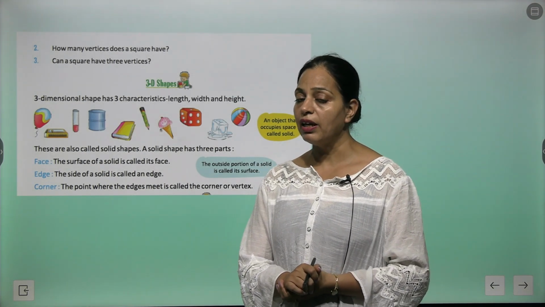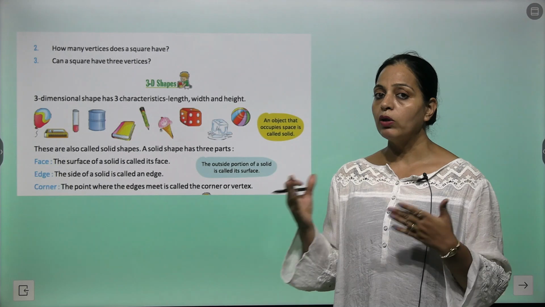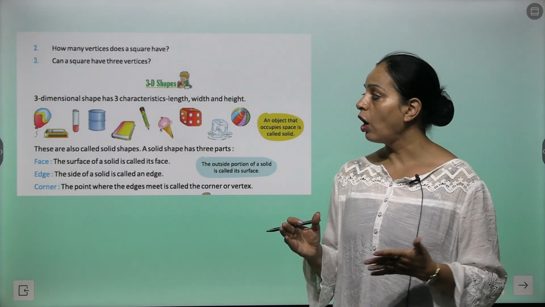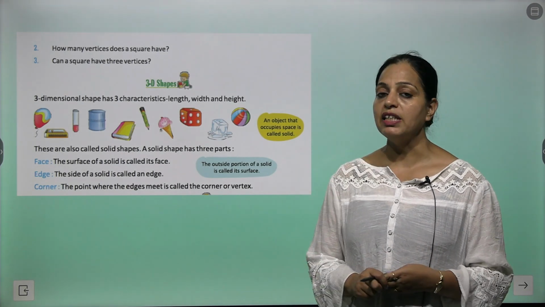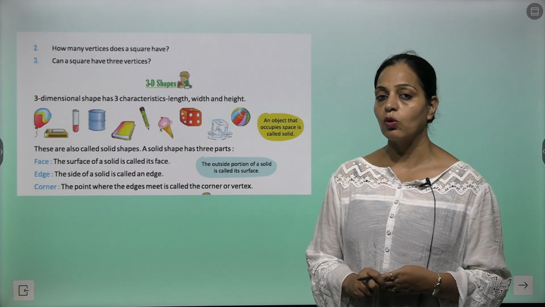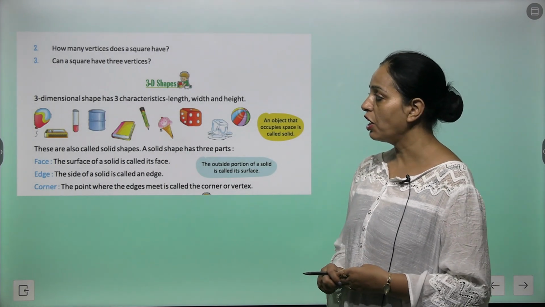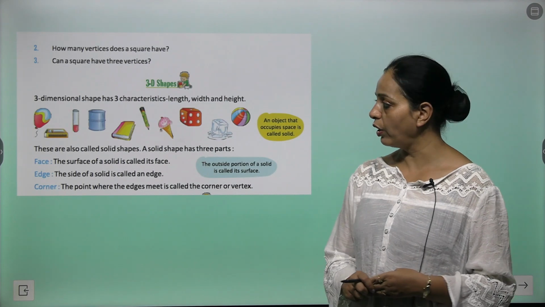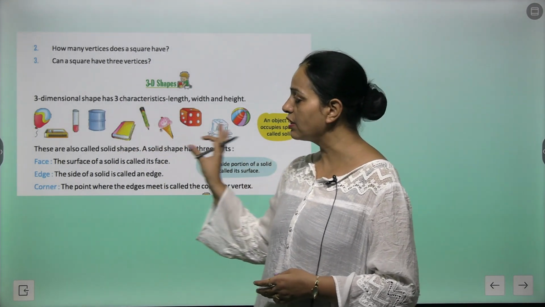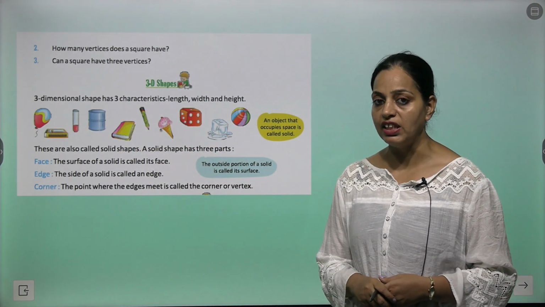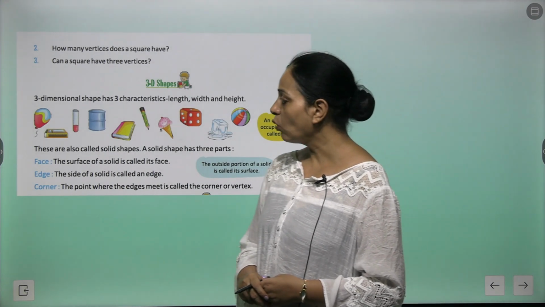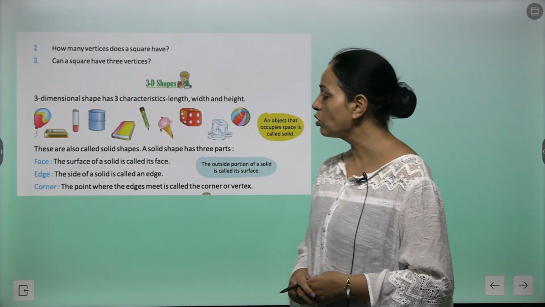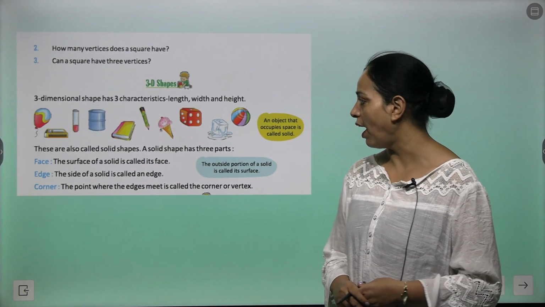अब 3D में, 2D में we were talking about length and breadth. Now we are talking about 3D means 3 dimensions. So a 3-dimensional shape has 3 characteristics: length, breadth and height. Okay. So you can see some figures given over here. These are 3D shapes. So these are also called solid shapes. A solid shape has 3 parts.